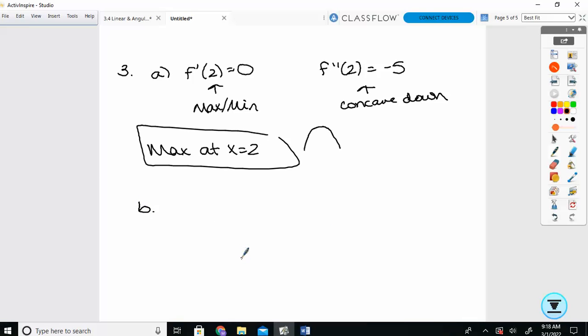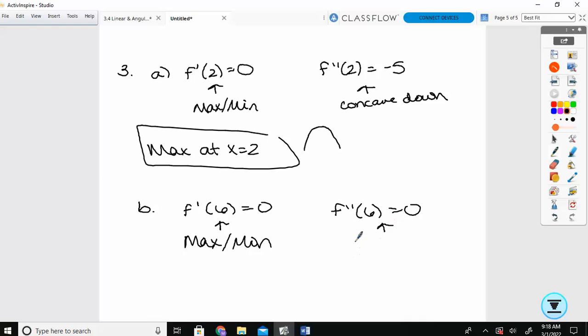B. If the first derivative is 0, so if the derivative is 0, what's that mean? Maximum. And the second derivative is 0. What does that mean? What happens when the second derivative is 0? It's an inflection point. So my concavity is changing.